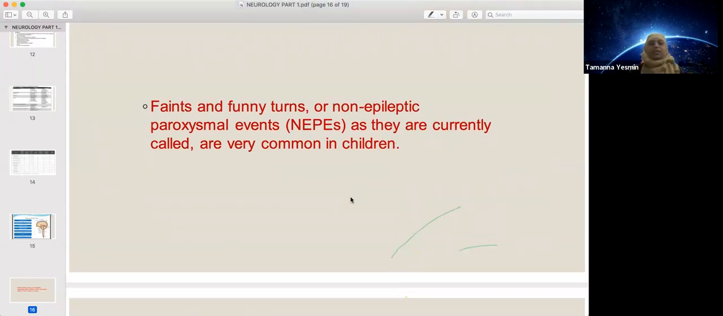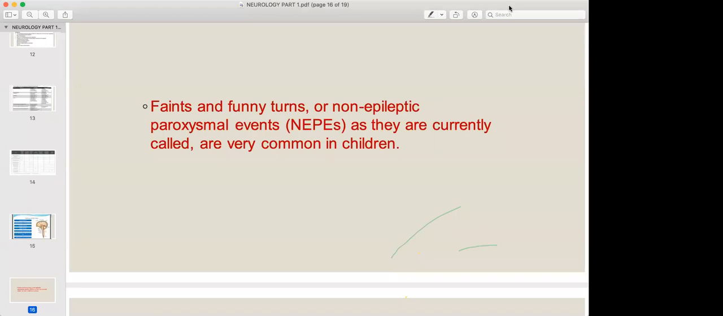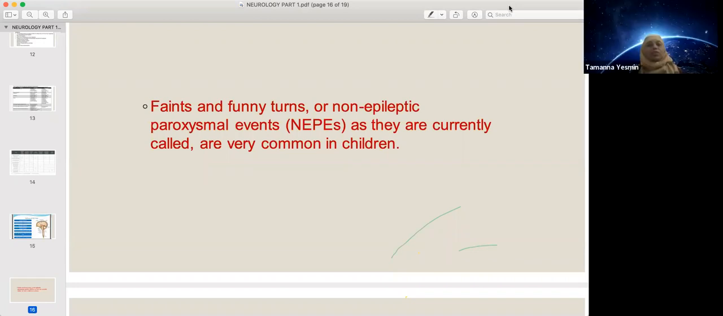Okay, so the funny turn. This is a very common question in MRCPCH part 1 and part 2. What is a funny turn? These are non-epileptic paroxysmal events. Paroxysmal means sudden and severe events. They are not seizures; they are non-epileptic. Nowadays the nomenclature has changed. Previously they were called non-epileptic seizure events or non-epileptic events. Now they are called funny turns.